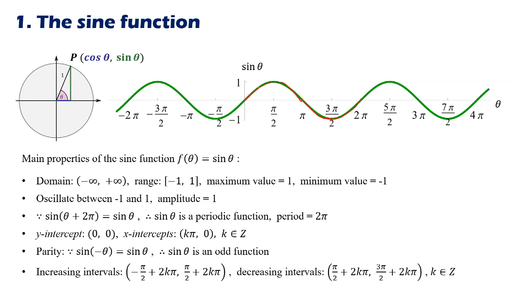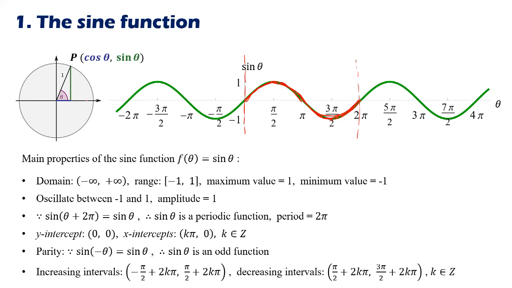And then this is one cycle of this function. And after that or before that, the function just repeats this behavior in other cycles. So this is one of the properties of the sine function. It is a periodic function. It just repeats itself in this cycle over and over again. Okay, and we can also verify the behavior of the sine function using a unit circle here.